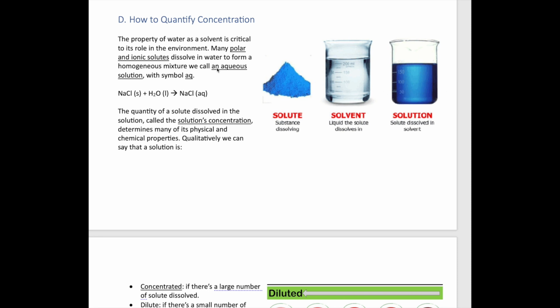Now, when we have a solution, we give it a different symbol. Remember, we used to have solid, liquid, and gas with the letters S, L, and G representing their states, but now we have AQ representing a solution. So if I take table salt, which is NaCl, in solid form and mix it with liquid water, I get NaCl, but now in aqueous form. So AQ represents that this NaCl is mixed with water.